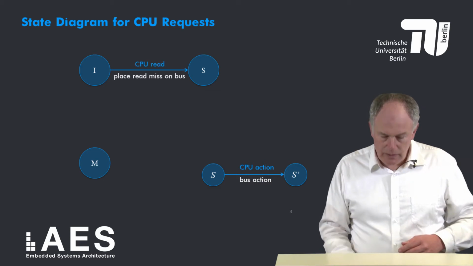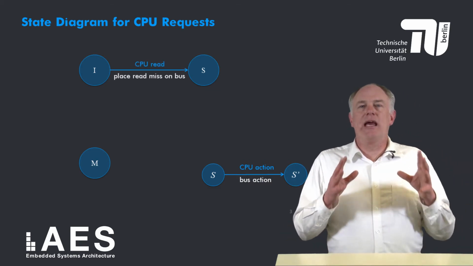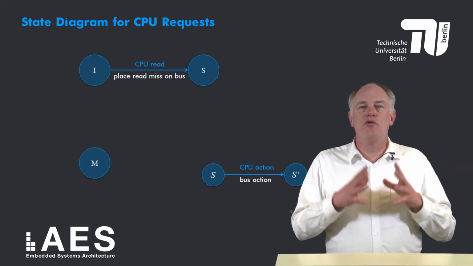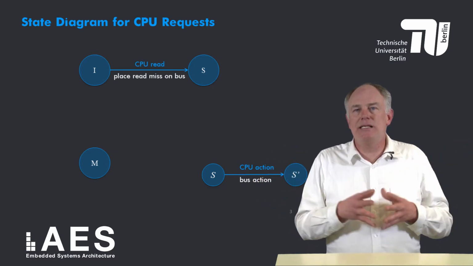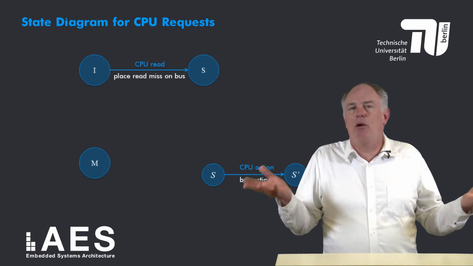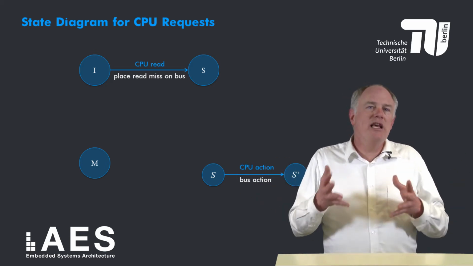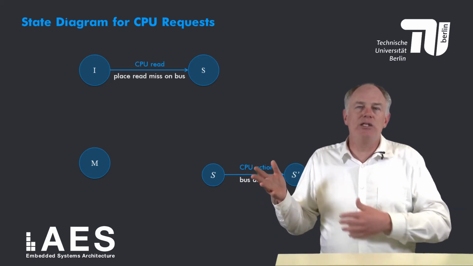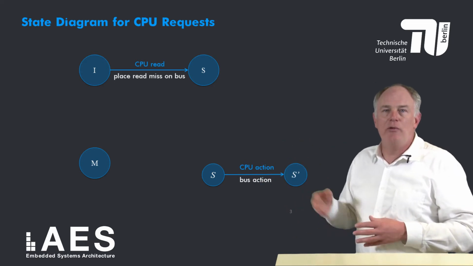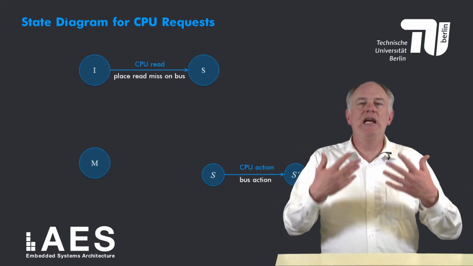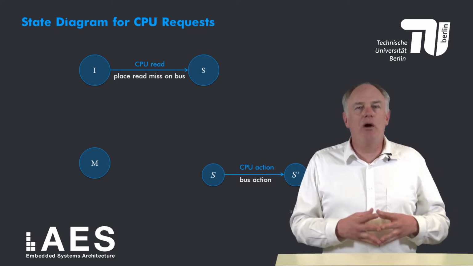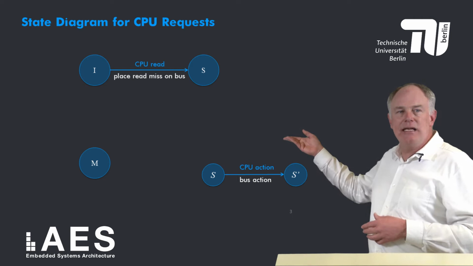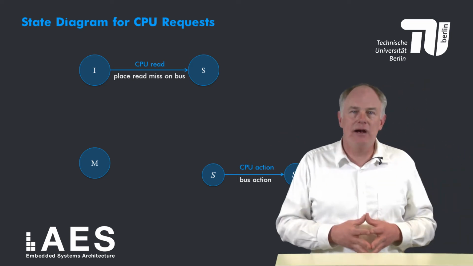First, let's consider the case where the CPU tries to read an invalid block. This corresponds to a read miss since invalid means that the block is not present. This in turn means that the block has to be fetched from another cache or memory, which implies that a read miss has to be placed on the bus. When the missing block arrives, it will be in state shared as indicated here.